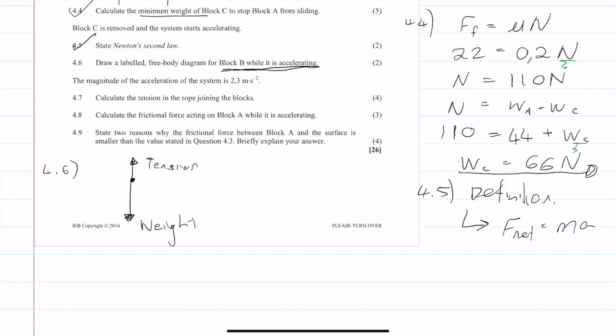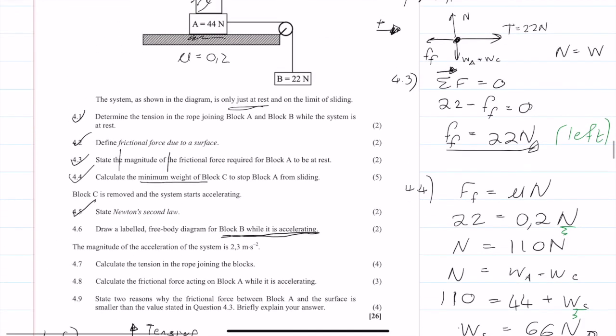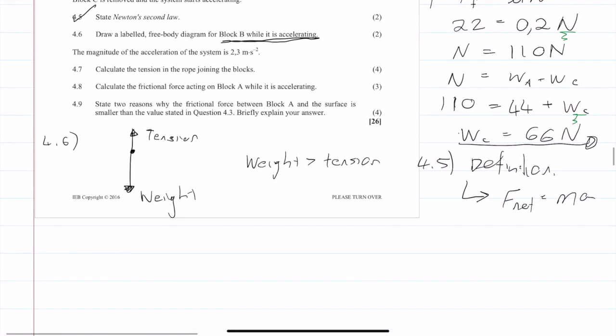Remember that the weight is greater than the tension, and that's why it will go downwards. Remember, this weight is removed. So when C is removed, the system is going down. Okay. Yeah, so we get 2 marks for that.